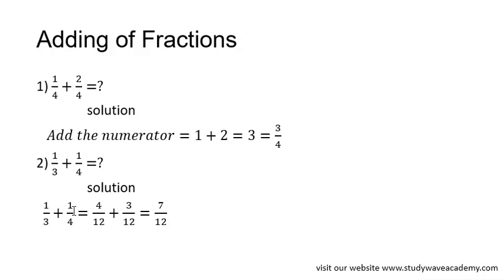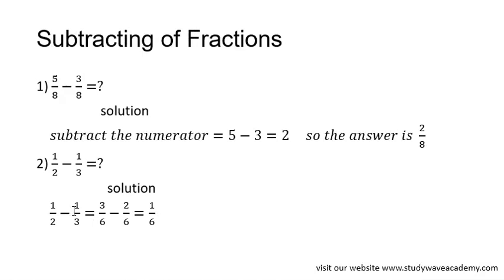Now we are going to be moving over to subtracting of fractions. How do we subtract fractions? We have here 5/8 minus 3/8. We have to find the answer. Since the denominators are the same, we just subtract the numerators, which is 5 minus 3, which will give us 2. So our answer is 2/8. We bring back the denominator. We didn't bother subtracting the denominator because they are the same. That is how we do it in subtraction.